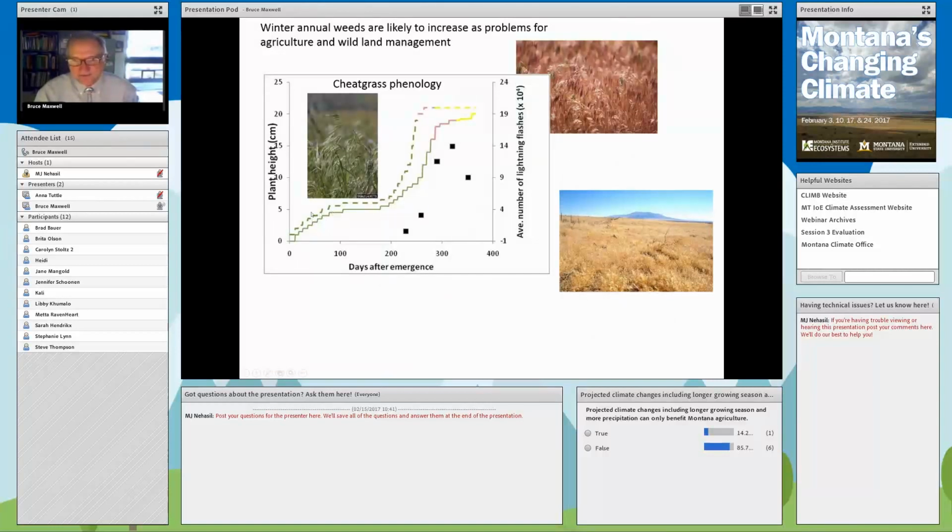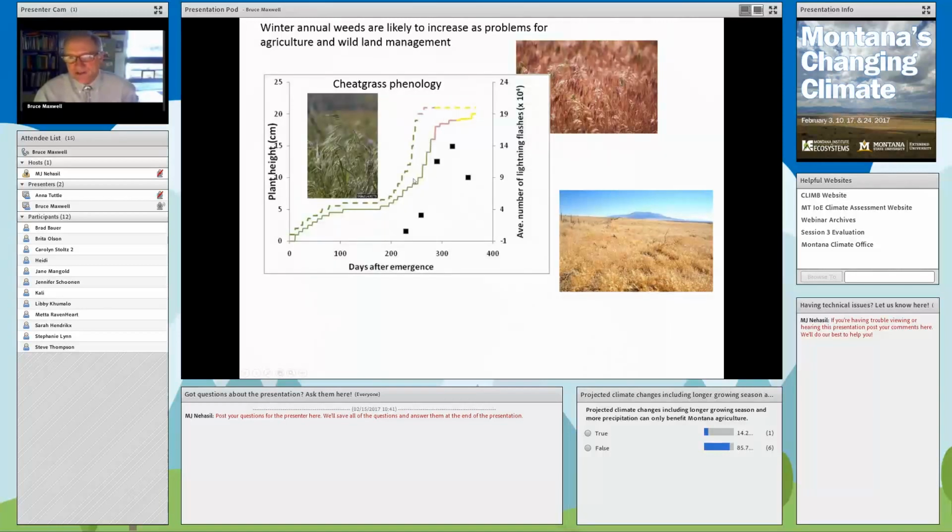And then as they start to senesce, often cheatgrass turns purple. Many of you are probably familiar with that at first, and then it dries out. What's interesting is I have a curve here showing what it's been in the past, and then the other curve predicting what it's more likely to be into the future in terms of how that phenology will change. And what we're seeing is an earlier senescence of that species, in terms of the days after emergence, could be even earlier.